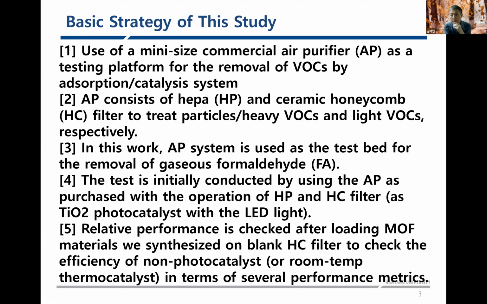Can our MOF do almost the same as the photocatalyst, or do even better than the photocatalyst? That is what we really want to see in this study. Let's see.